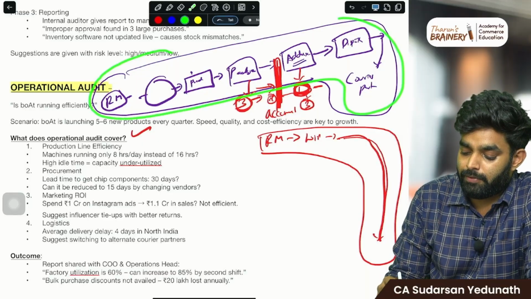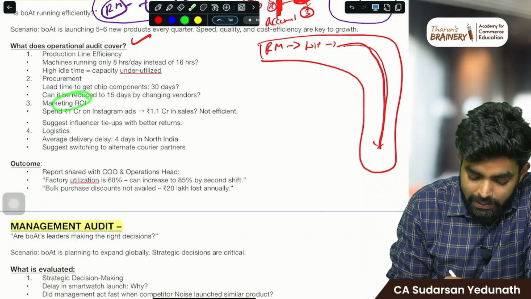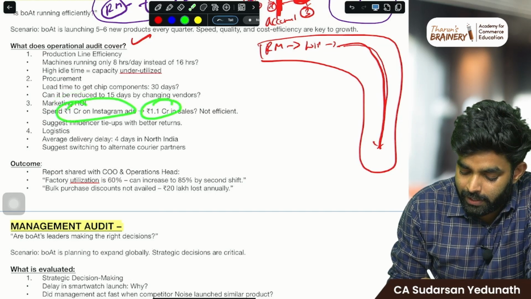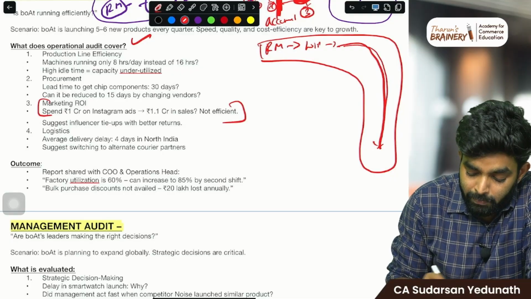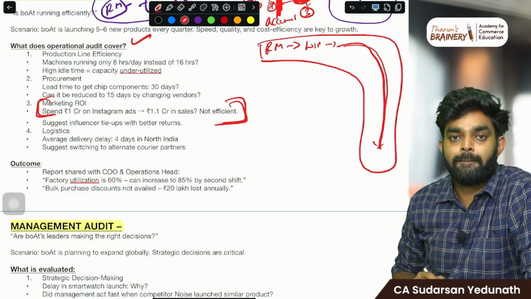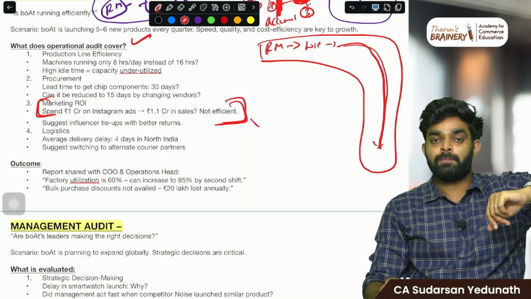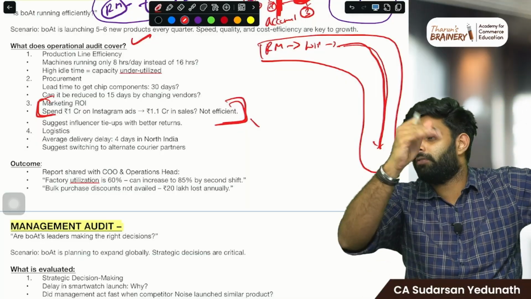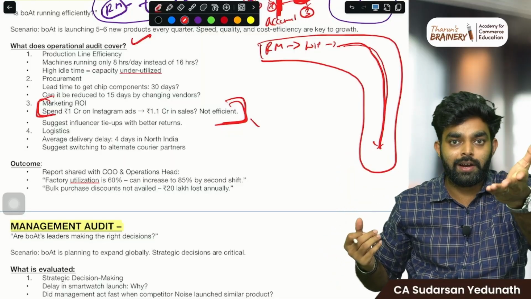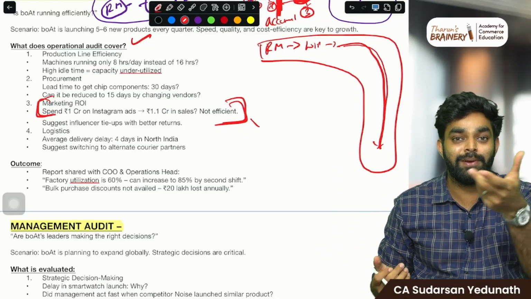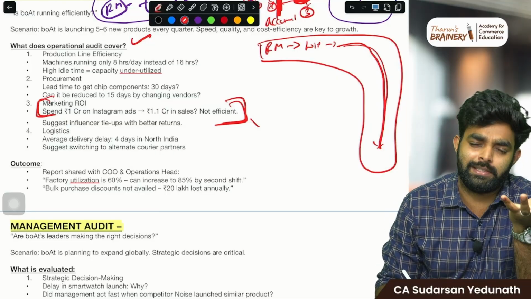Operations means everything, and from here marketing, all these things come into operations. Then marketing ROI: I spend 1 crore on Instagram ads and I am only getting 1.1 crore in sales. How can that be efficient? This is the problem with most of the companies now. If you go to Instagram, when you're swiping through reels or stories, you will get a lot of ads, right? A new t-shirt company, or if you are a girl, then lipstick, all these ads will be coming. And these companies are spending crores on ads.